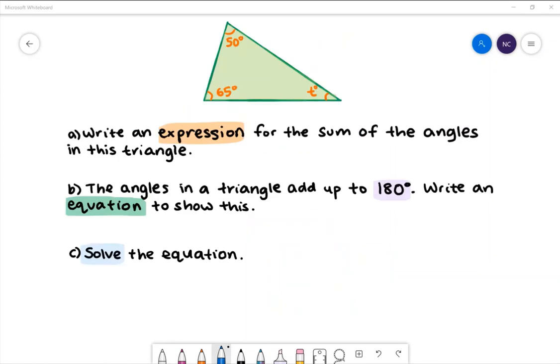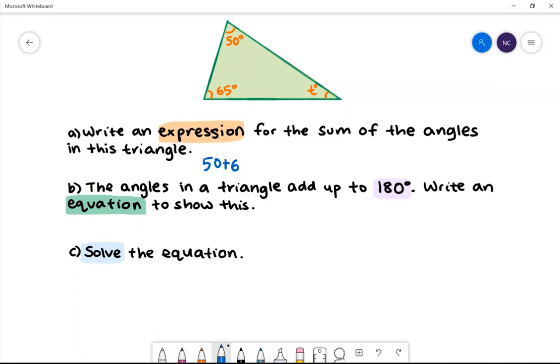Here is our second example. We have a triangle with the angle sizes of 50 degrees, 65 degrees, and t degrees. Part A, write an expression for the sum of the angles in this triangle. The sum of the angles will be 50 plus 65 plus t. This gives us 115 plus t.